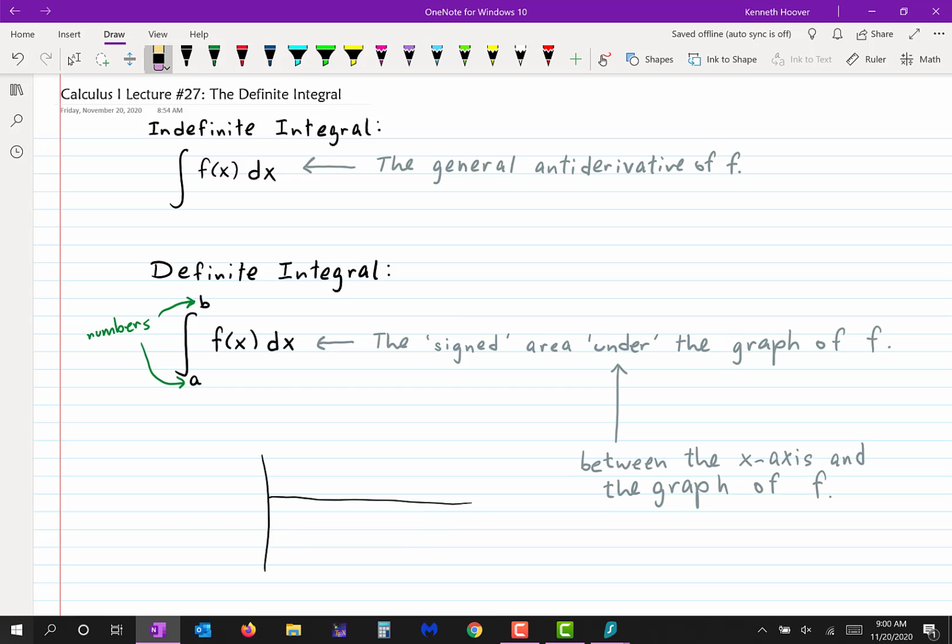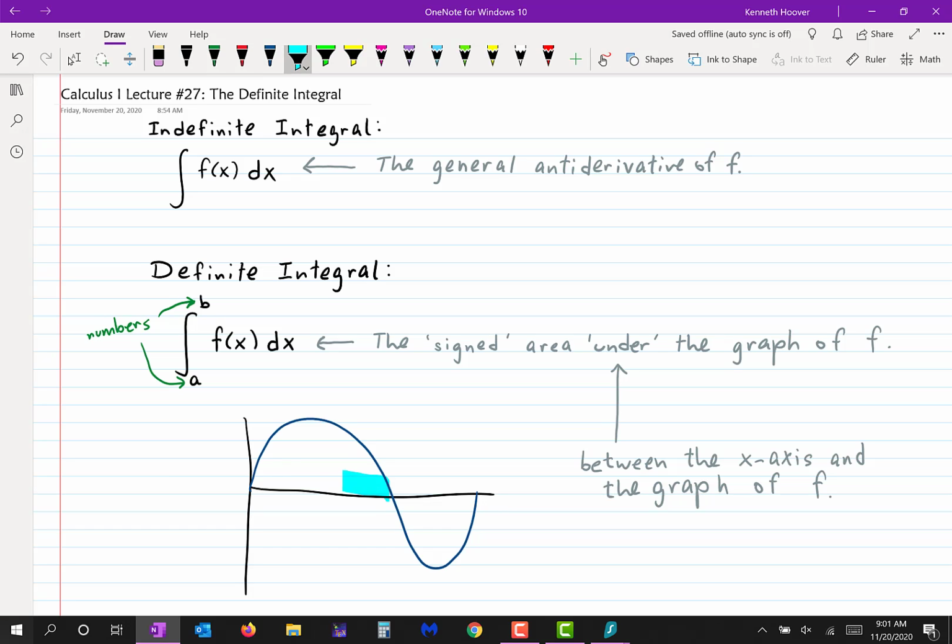If you have a graph that looks like this, then the area under the graph makes a lot more sense. And if you had a graph that looks like this, then some of the area under the graph is actually under the graph, and some of the area under the graph is actually above the graph. Okay, so again, when we say area under the graph, that's just a term that we use to mean the area between the x-axis and the graph.